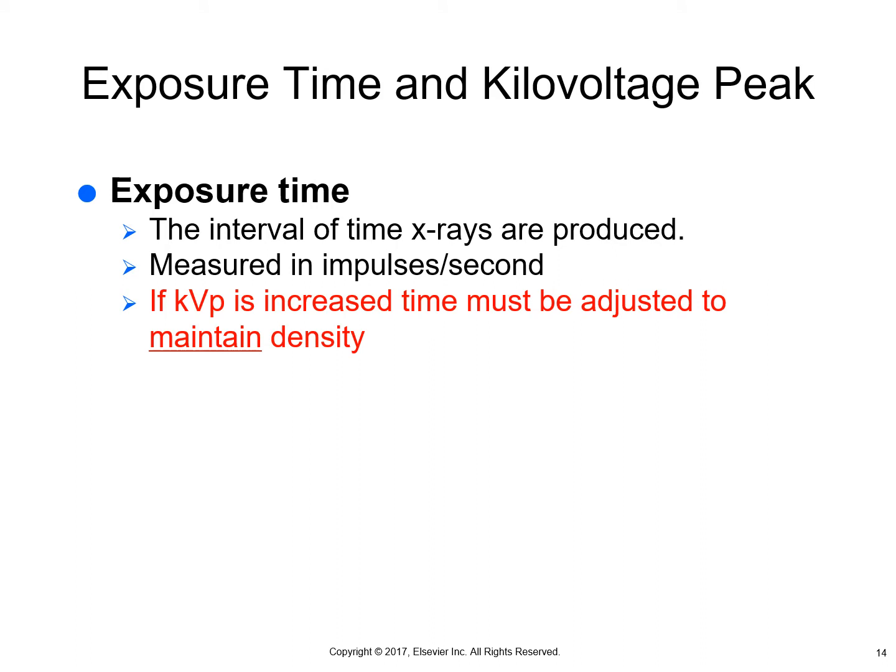Exposure time and kVp. So what happens if I adjust my time? What happens as far as kVp goes? Well, the longer my machine has to produce X-rays, the more X-rays are going to be produced. So if kVp is increased, time must be adjusted to maintain density. So that's something to think about. If I'm going to increase my kVp and I want things to stay the same, I'm going to have to change my time, because again, that's the only thing we have control over. Time in the X-ray machine is measured in impulses per second, and most often you're going to see them put mA and time together, so it'll read mAs, and we'll talk about that when we talk about mA in just a minute.